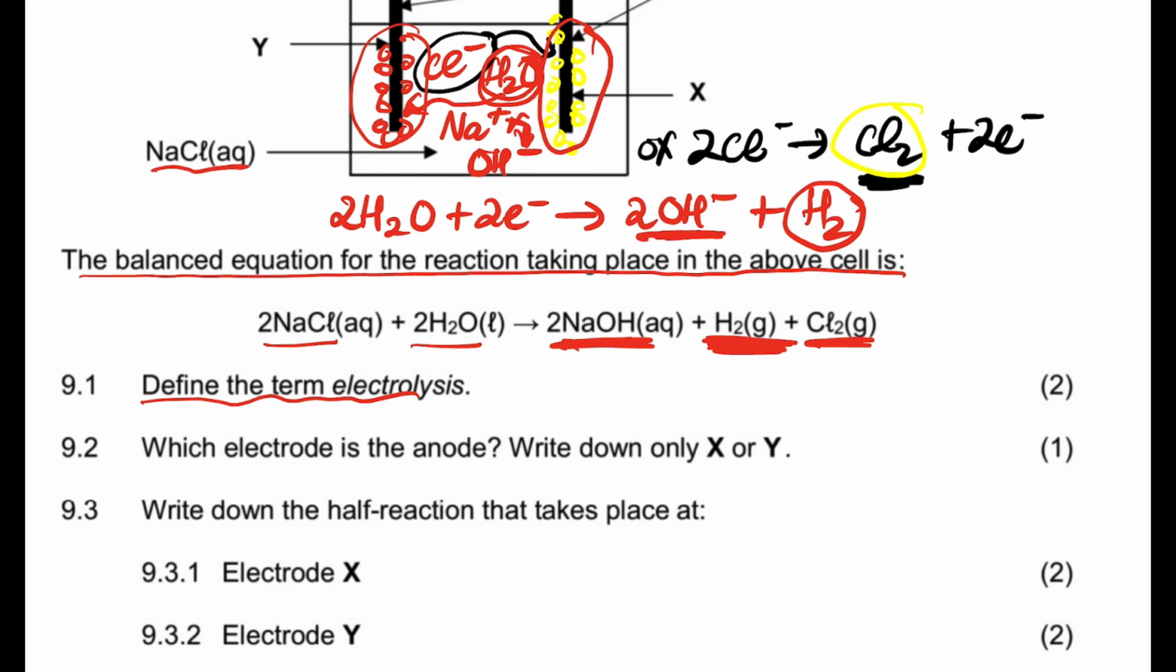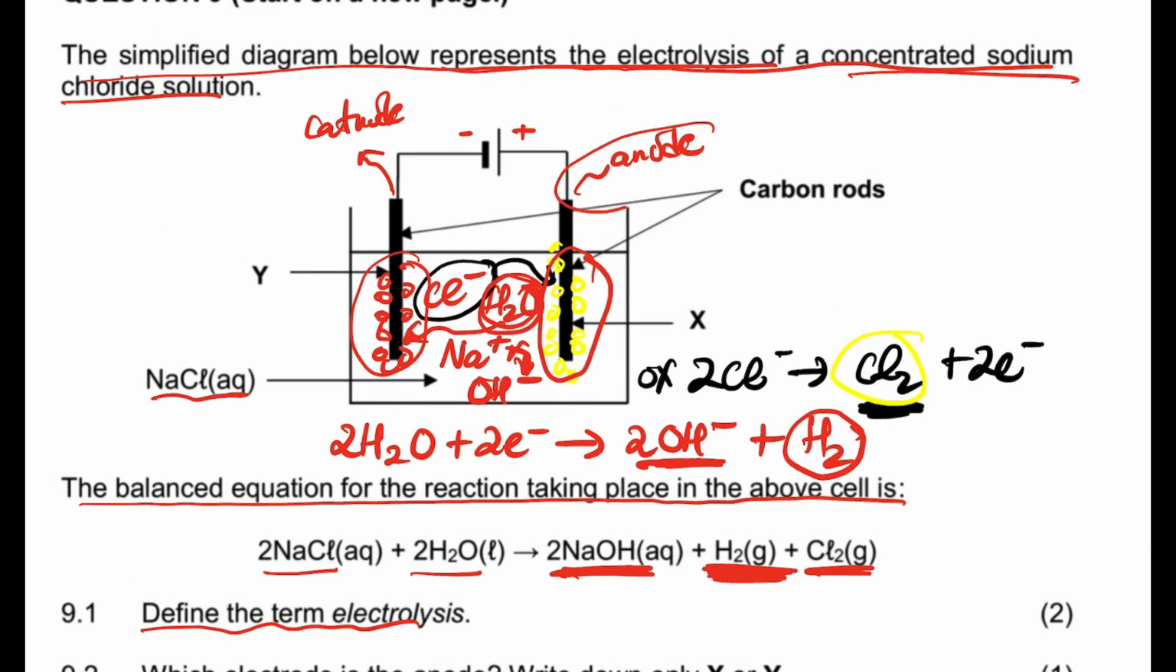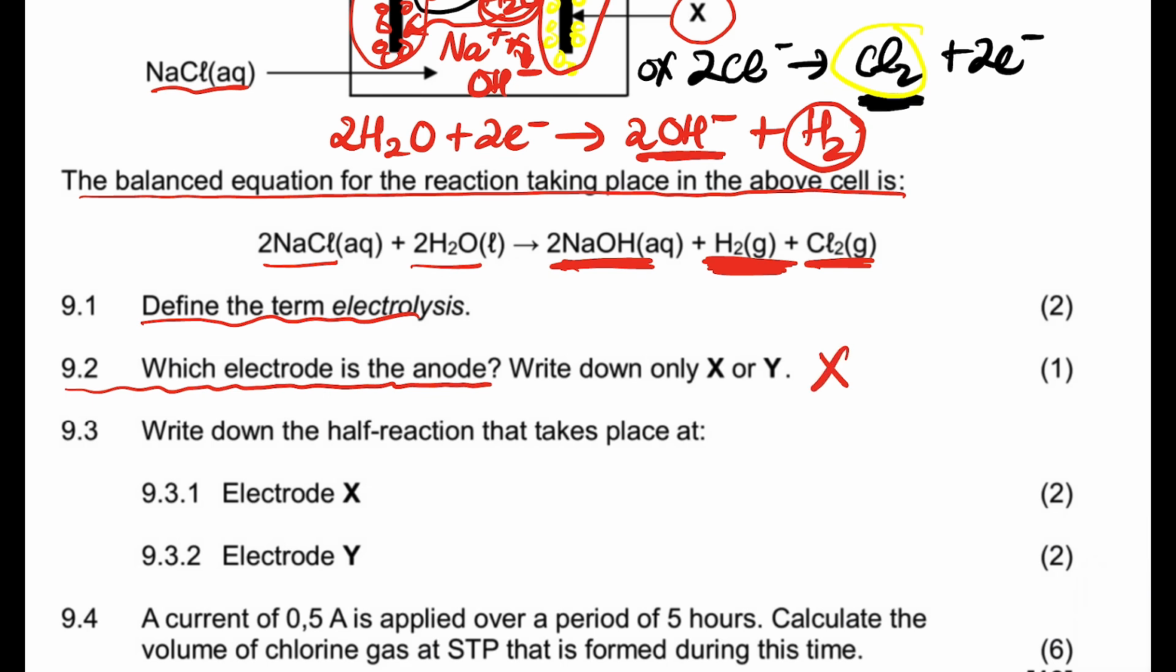It's a chemical process in which electrical energy is converted to chemical. Stick to the exam guideline. 9.2, which electrode is an anode, right? As I've mentioned there, this is an anode, which is electrode X. So the answer is X, right?